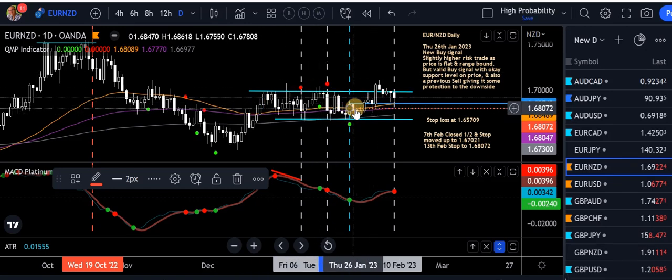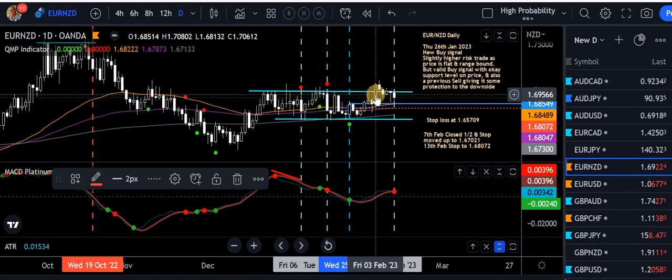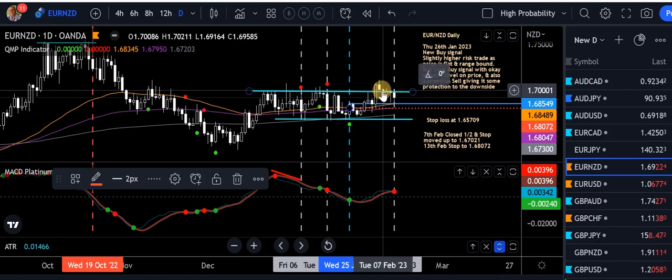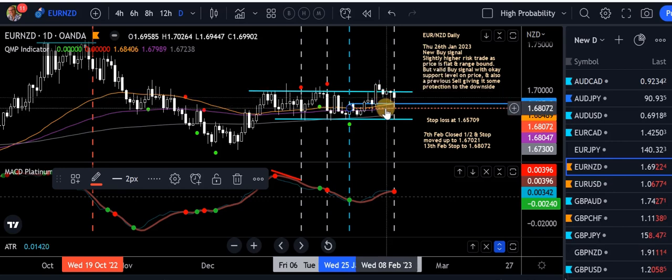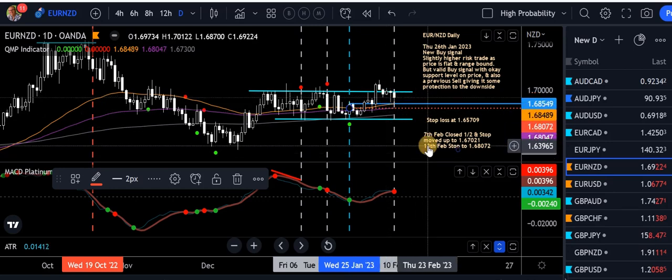Took a buy in here on the 26th of Jan. Bang, popped through there. And after this little bearish candle, I closed half at this previous high here. And the MACD platinum through the zero level, closed half, locked in some profit. Now I'm bringing my stop up nice and tight, just below the entry level. Can't lose on the Euro New Zealand, but on Monday I'm moving that stop up.